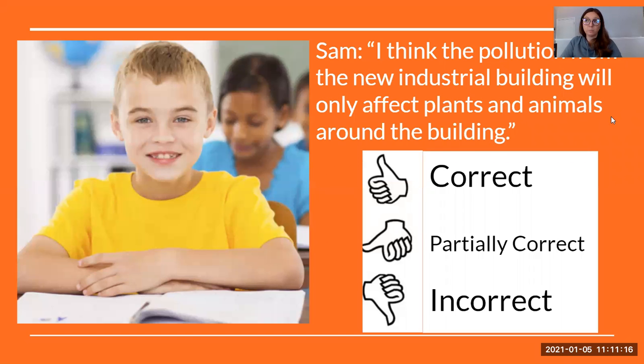Here's what Sam said. Sam said, I think the pollution from the new industrial building will only affect plants and animals around the building. So only in that area right around the building, it will affect those plants or animals. Thumbs up if you think he is correct. Thumbs to the side if you think he's partially correct. Thumbs down if you think he is incorrect. Make your choice. All right, do you have it? Let's check to see if you're correct.